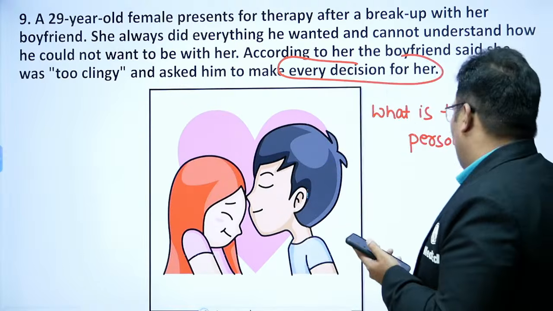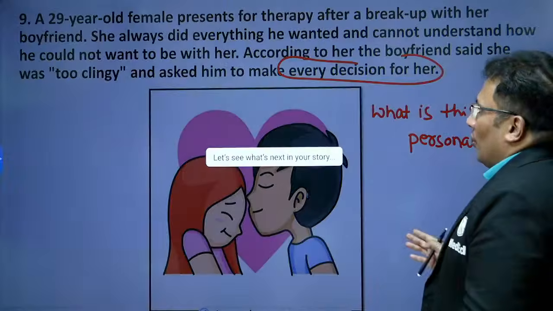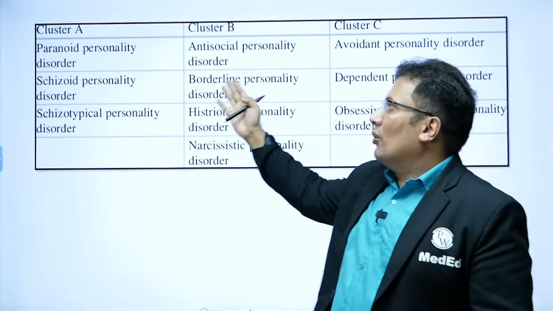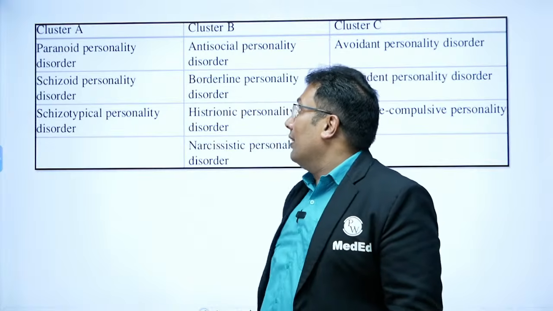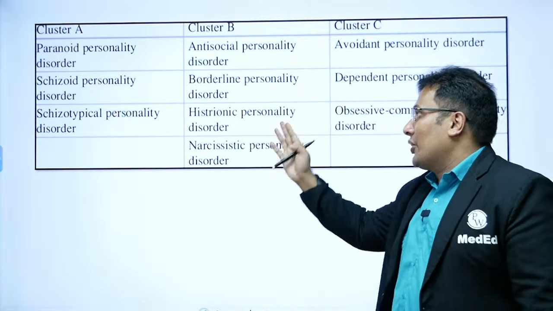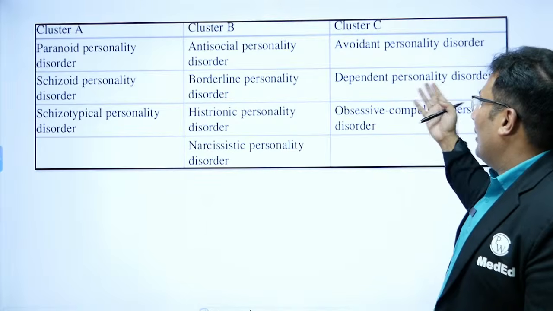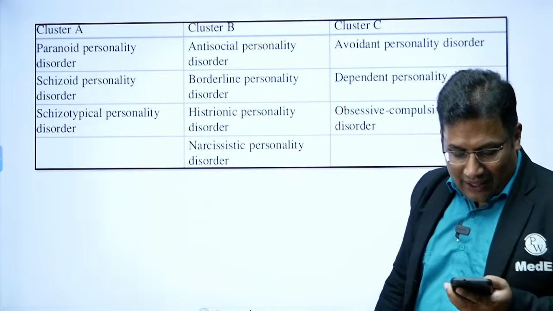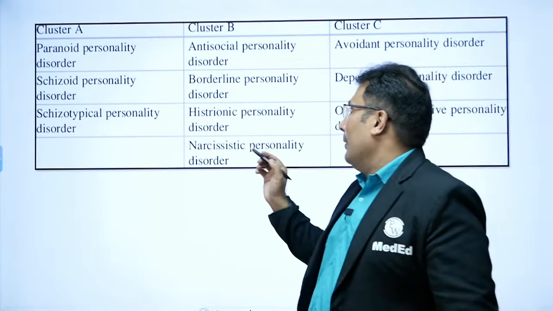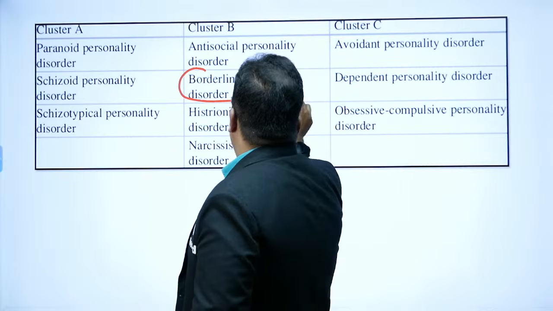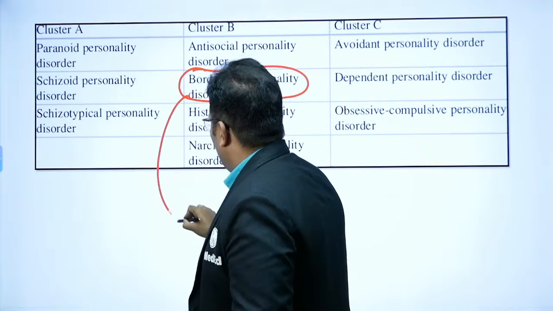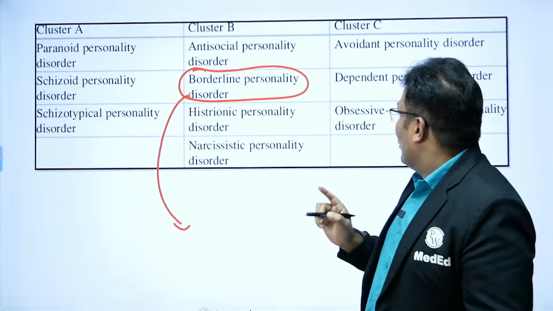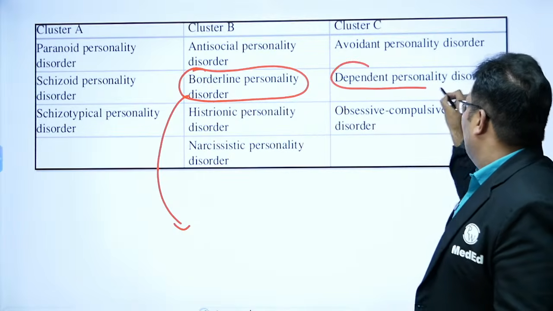So look at this. There are different types of personality. This is taken from a standard textbook: cluster A, cluster B, and cluster C. Paranoid, schizoid, schizotypal, antisocial, borderline, histrionic, narcissistic, avoidant, dependent, obsessive compulsive. What is the best answer for this? Borderline personality disorder is very, very important in forensic medicine. All of you try to understand. So the answer for that question is dependent.